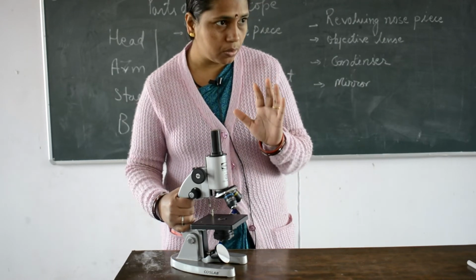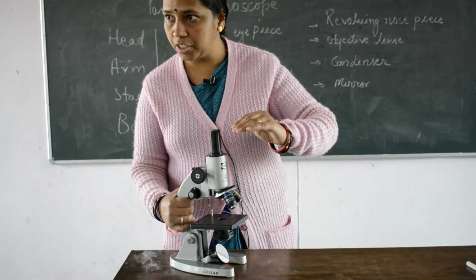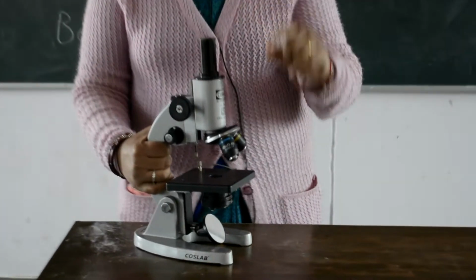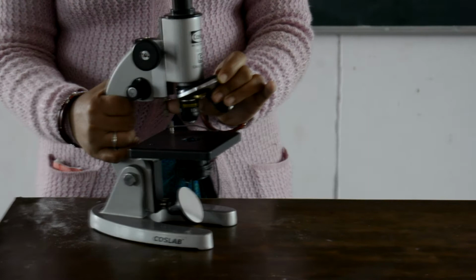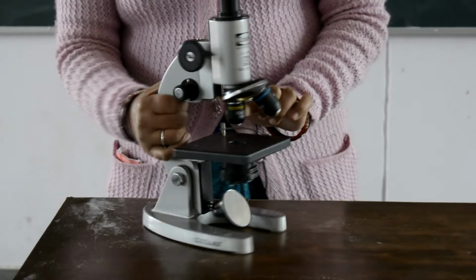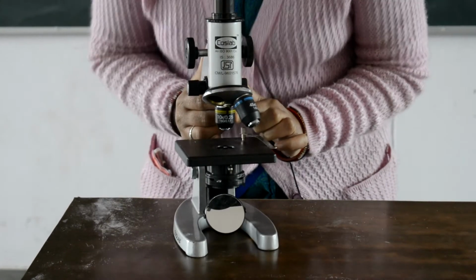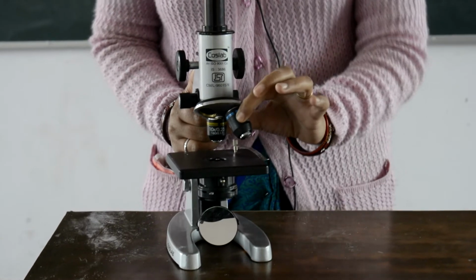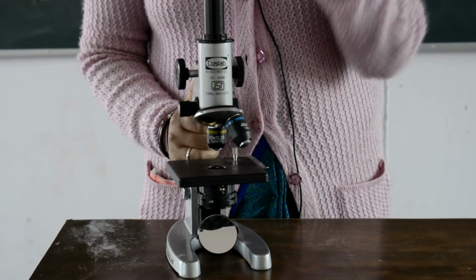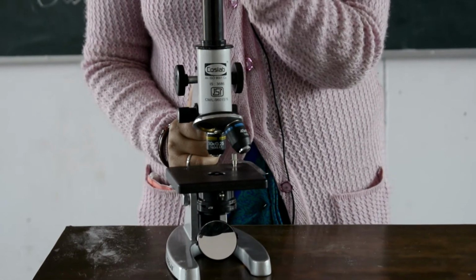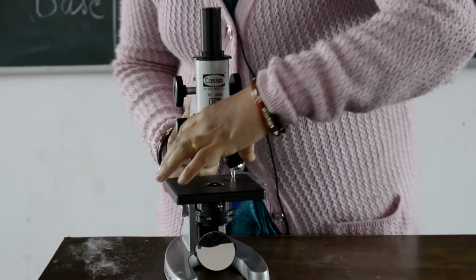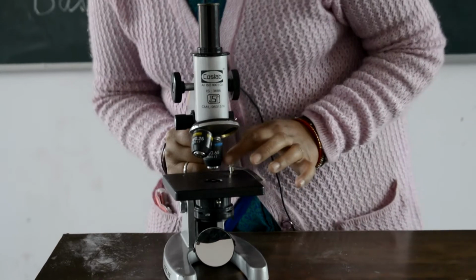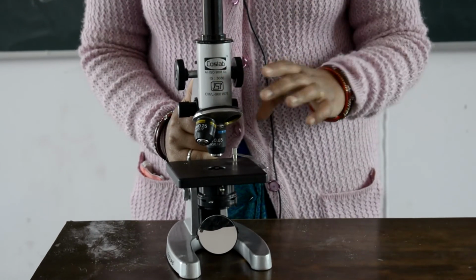First we see at low power magnification, like 10x. When we want to focus on a single object, then we turn it to the high power. The next one is the 45x. Like that, we also have one 100x lens.